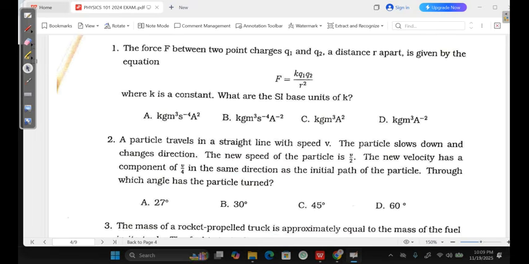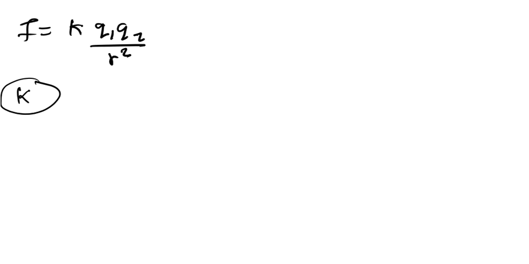What are the SI base units of k? Do you understand that whenever we are talking about units, here are the things we are talking about. F is given by k q1 q2 divided by r squared. Now k is a constant and they want us to find the units for k, but now we need to find the base.